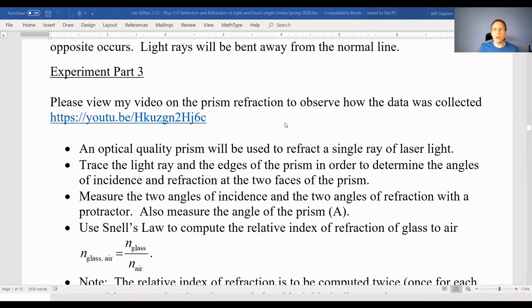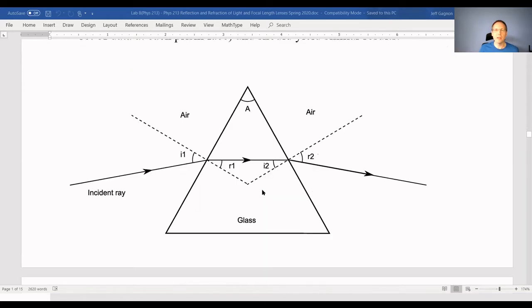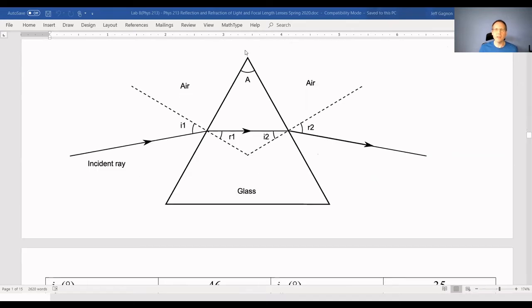Make sure that you watch my video on how this data was collected. This was done on a prism. So let me show you the picture here. Here is a triangular prism, and it's an equilateral triangle. The laser beam ray was coming in from the left here, and this medium is air. So at the first boundary, it's going from air to glass.